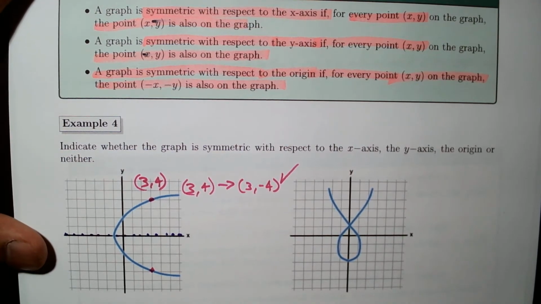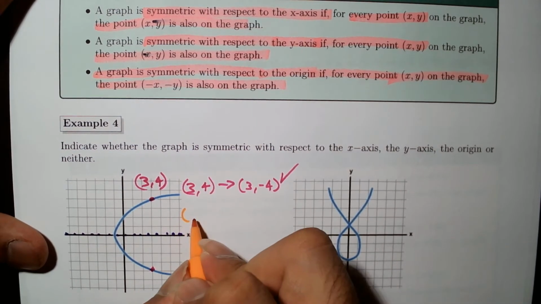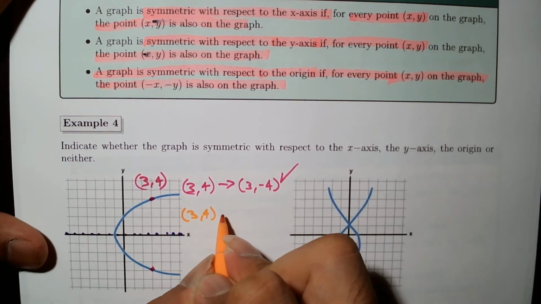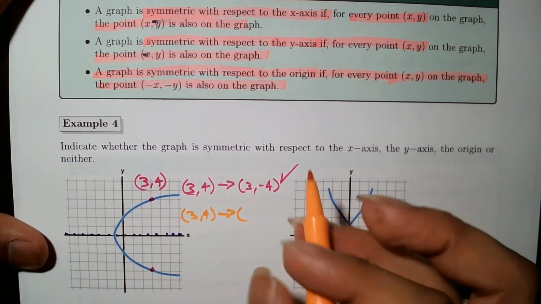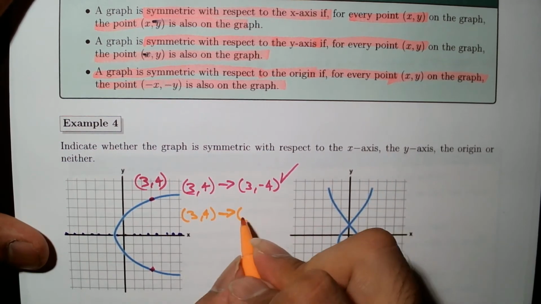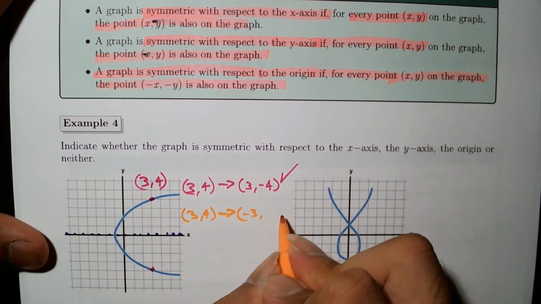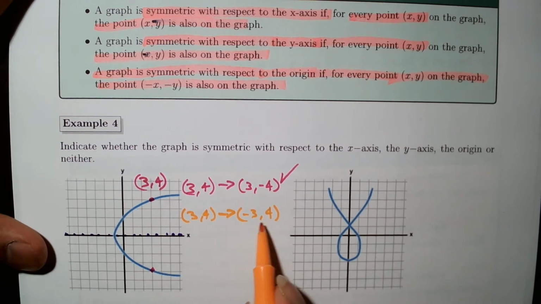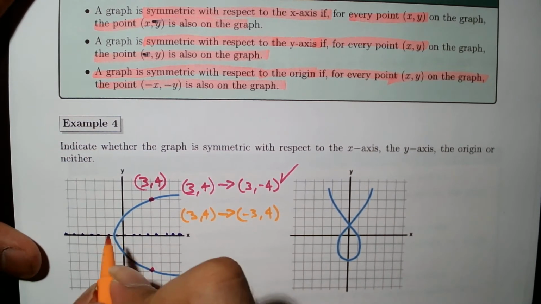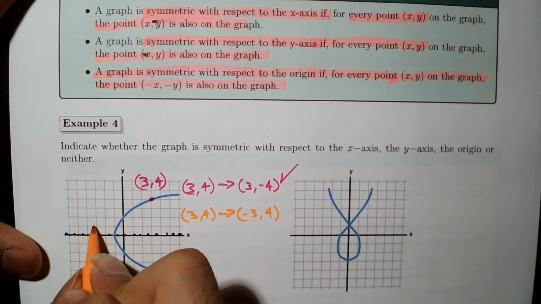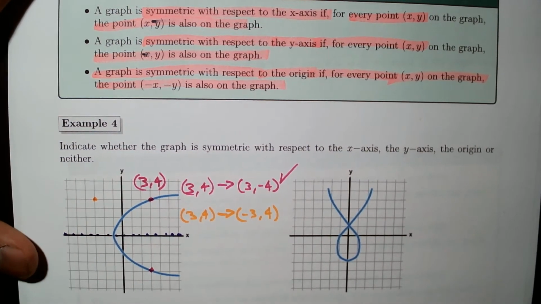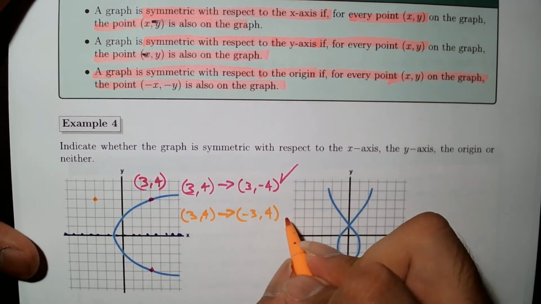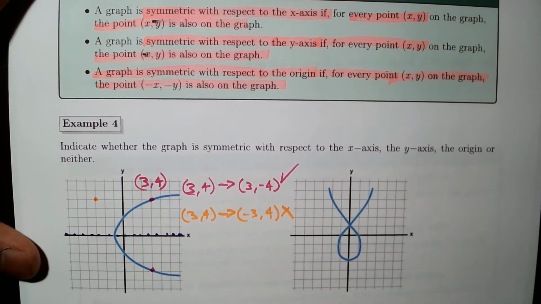Okay, what about symmetry about the y-axis? In this case, I'm going to change the sign of the x value, and I'm going to keep the same y value. Let's find out if this point exists. So in this case, 1, 2, 3, 4. Well, the point is outside of the graph, so that's why it's not symmetric about the y-axis. What about the origin?